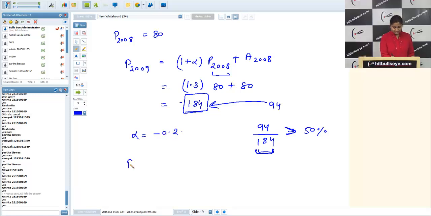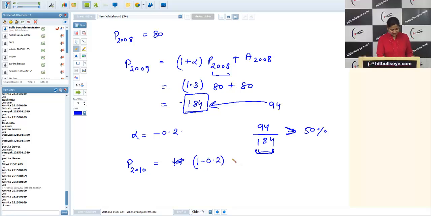Are you getting me? Now I'm writing P 2010. It will be 1 plus alpha. Now alpha is 0.2, so I'm writing 0.2. Now we will write the actual rainfall. Then we will write the predicted rainfall. Now you will solve it. It should be actual and predicted. If you solve it, you will get 259.2.